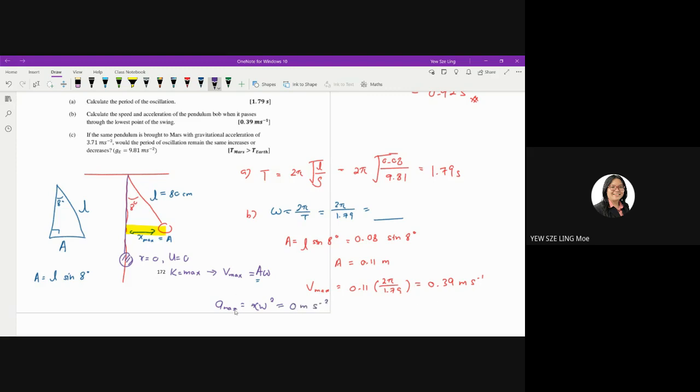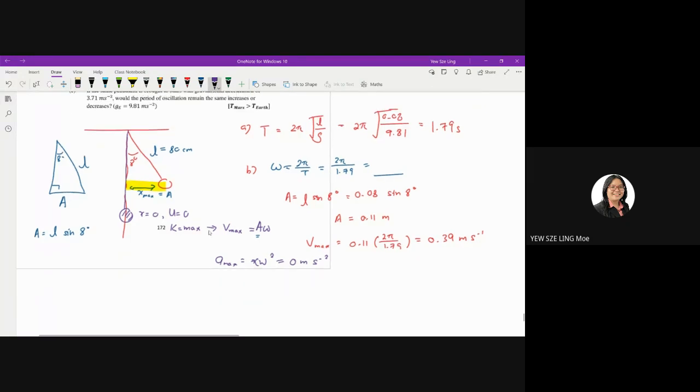Okay, equations A max. So A max is equal to x omega square. That is according to the definition. So at the lowest position, x is equal to 0. Therefore, I have 0 ms negative 2.